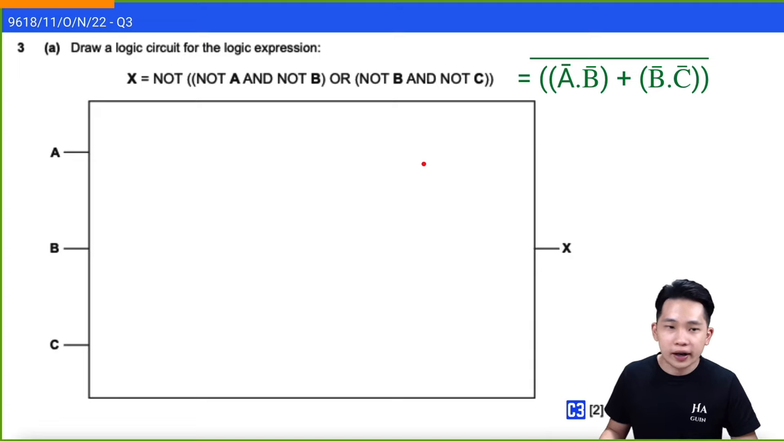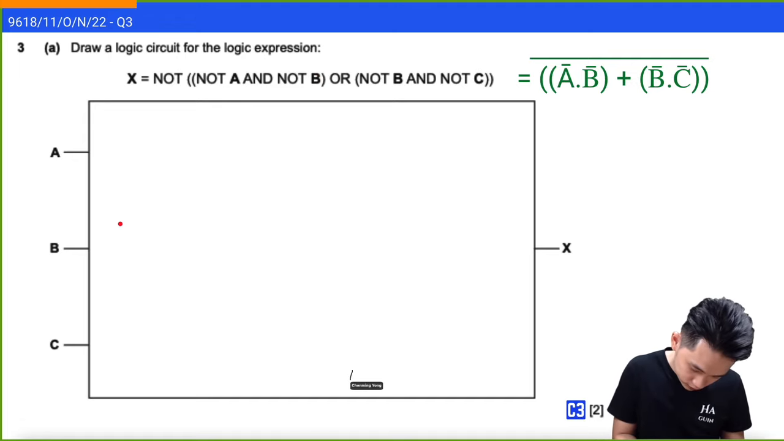So I will be using my iPad to draw out the logic circuit. So let's just start together. First of all, I will start with A and B. So not A and not B, it means that I have to inverse this A and B using a NOT gate. So first of all, I will just draw a straight line here. And I will be just drawing a NOT gate here.